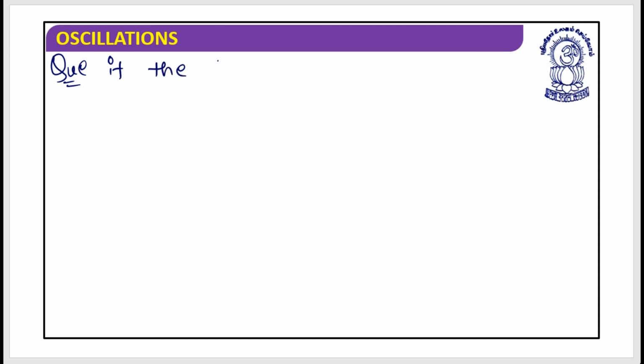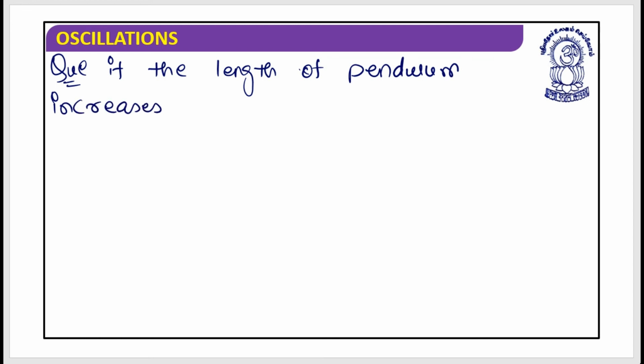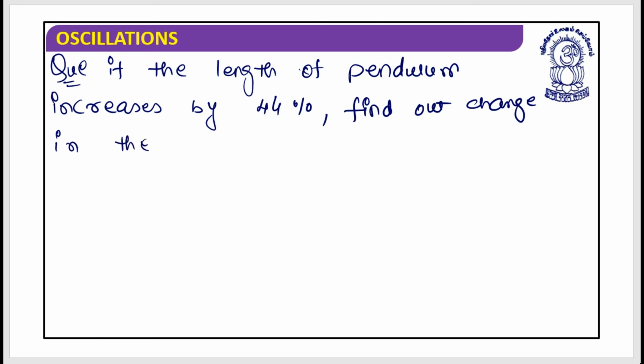If the length of the pendulum increases by 44%, find out the change in the time period of the pendulum. You need to do this. How will you do this?